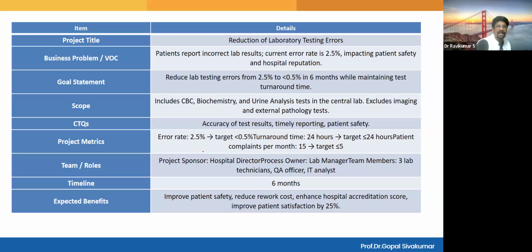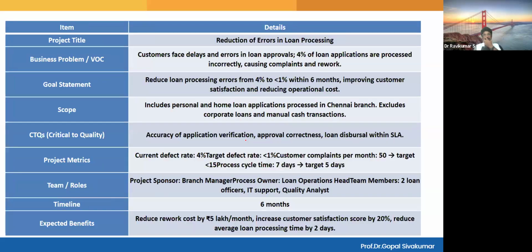So what is the benefit at the end of the project? Your accuracy is going to improve. So the errors are going to drop by 0.5 percentage. So that results in improved customer satisfaction, patient safety, and reduced rework. Okay, so that is how you can develop a project charter.